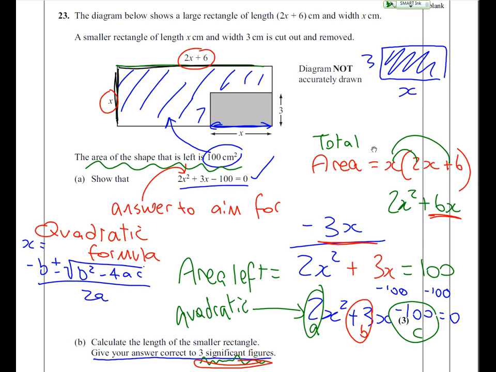Okay, so what we're going to do is substitute in. So let's substitute in our b values. Bit of a repair job as well. So our b value is 3. So it's minus 3 plus or minus square root of 3 squared. Substitute in our a values.